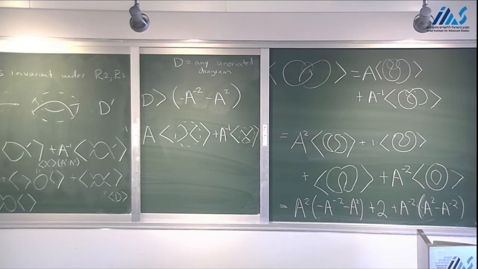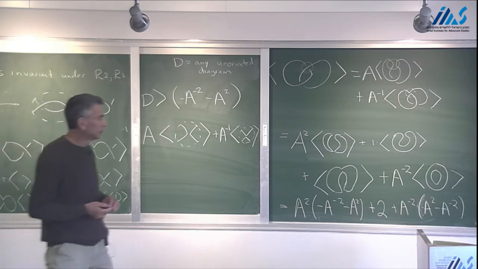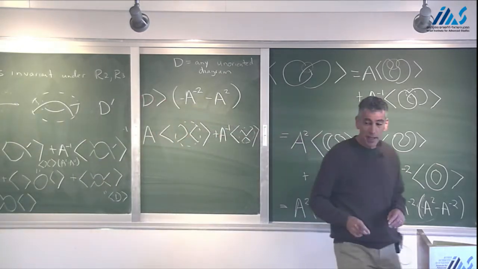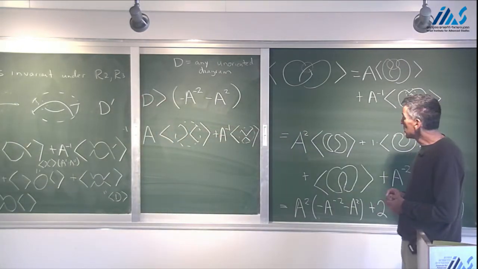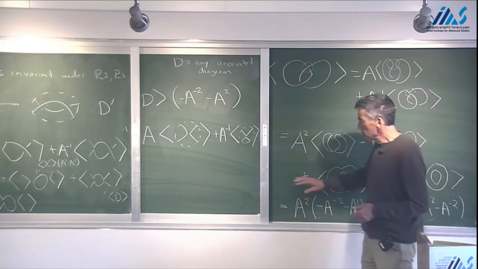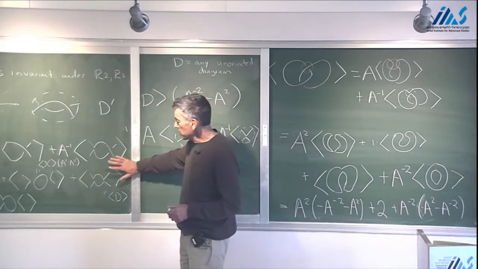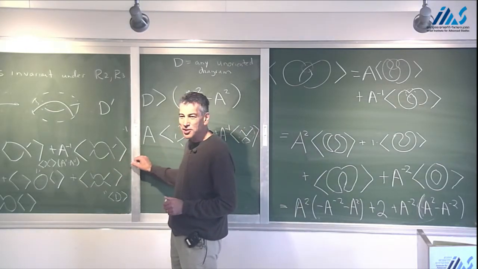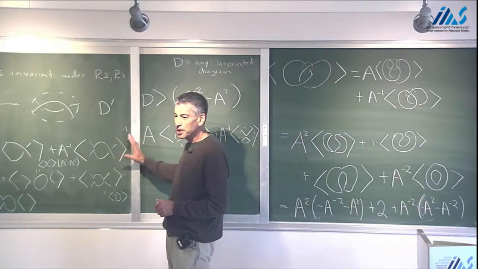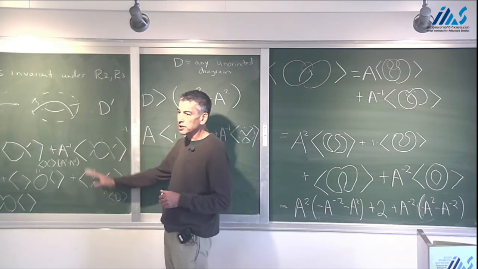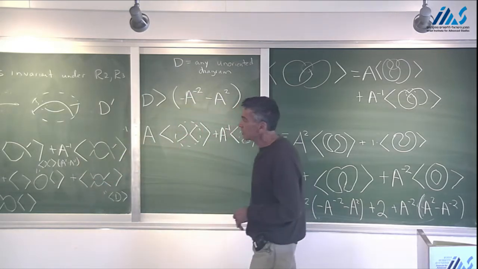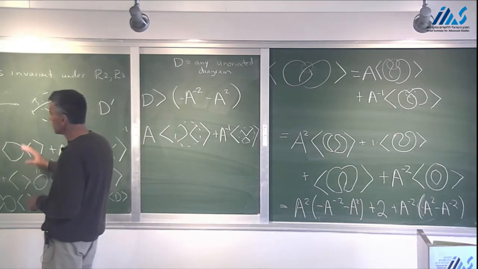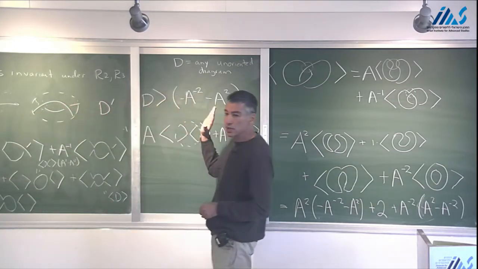For example, the guy at the end, is that inherent? That's a good question, actually, and that's what I'm going to talk about now. You can see these computations take a while and it's easy to make a mistake, so I won't do the R3 computation, but it's very similar to this. It cancels out, and you see that when you do the Reidemeister 3 moves, this bracket stays the same.